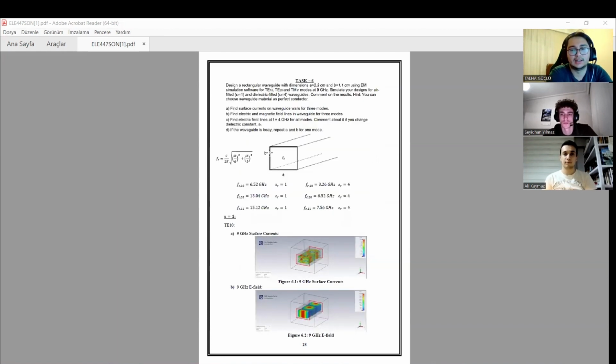In the last task, we have designed a rectangular waveguide with given dimensions by using CST. We have simulated the rectangular waveguide for TE10, TE20, TM11 modes at 4 and 9 GHz. The simulations have been done with different dielectric constants. We have observed that different modes can propagate at different parameters.